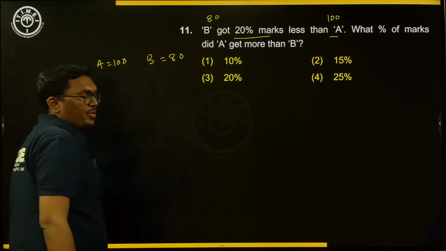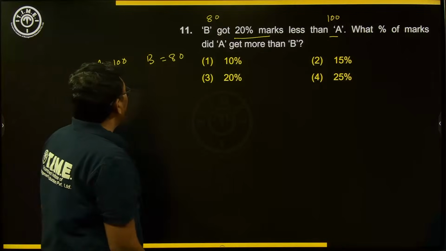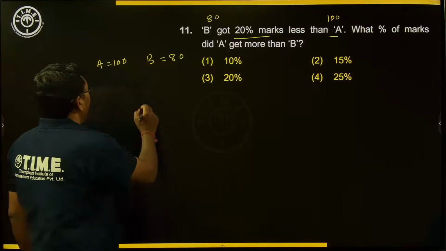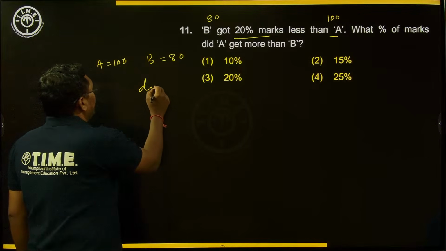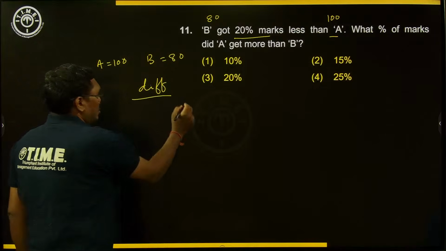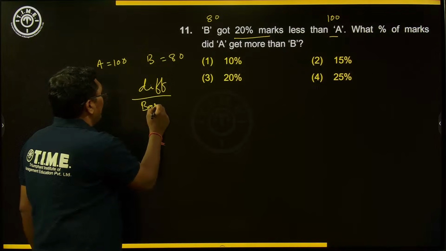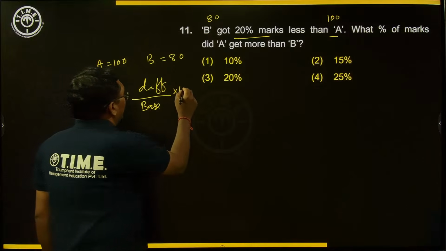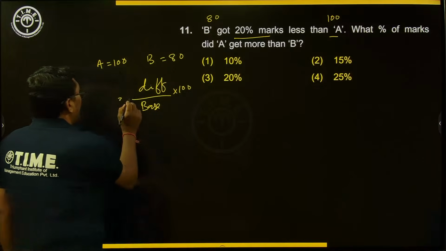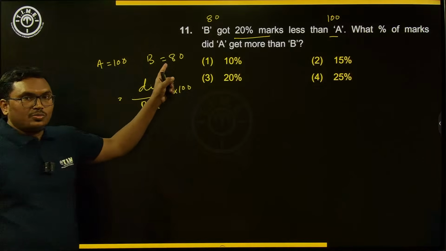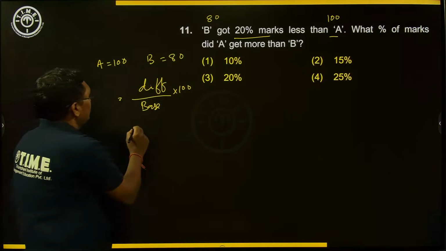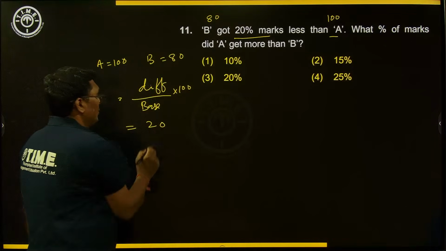So we have to compare. So when we compare two values, what is the formula? Difference by, so difference by base value or reference value, base value into 100. Okay. So what is the difference between these two? So the difference between these two is 20. What is the base value?